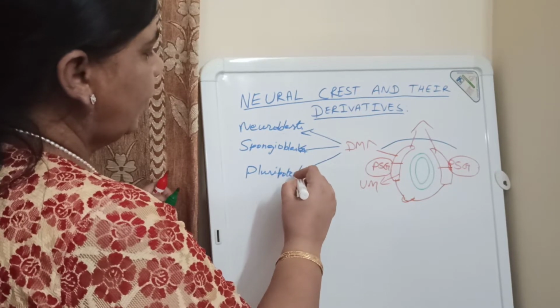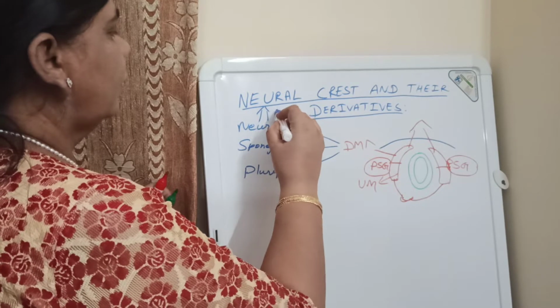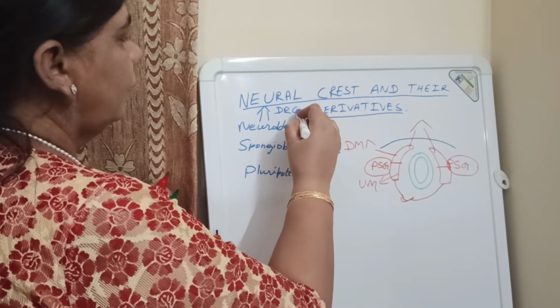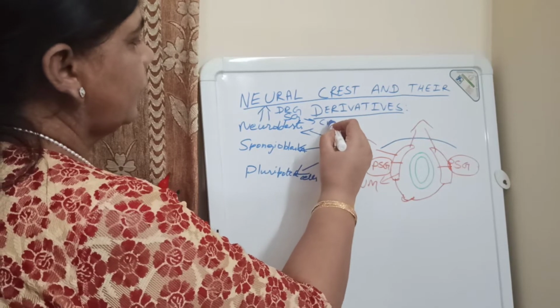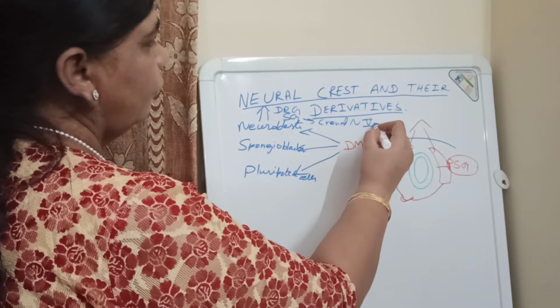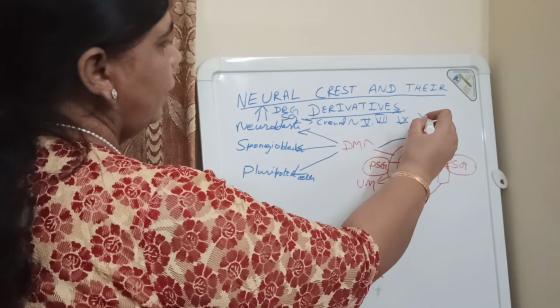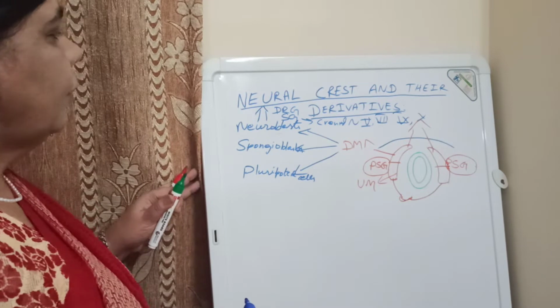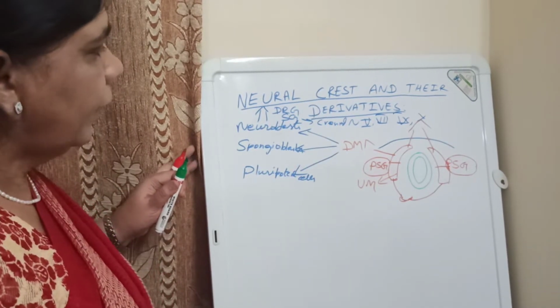These neuroblast cells give rise to the dorsal root ganglia and also the sensory ganglia associated with the cranial nerves like trigeminal, facial, glossopharyngeal and vagus. So they give rise to the dorsal root ganglia and the sensory ganglia of the cranial nerves.